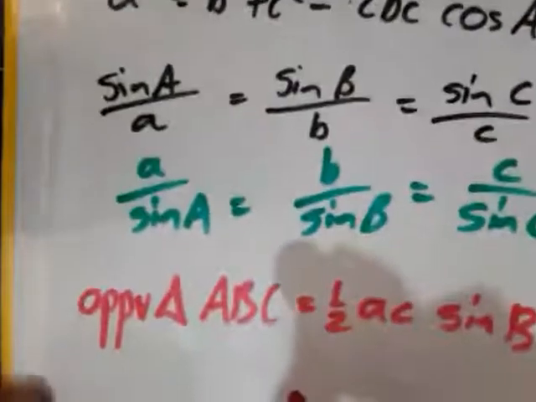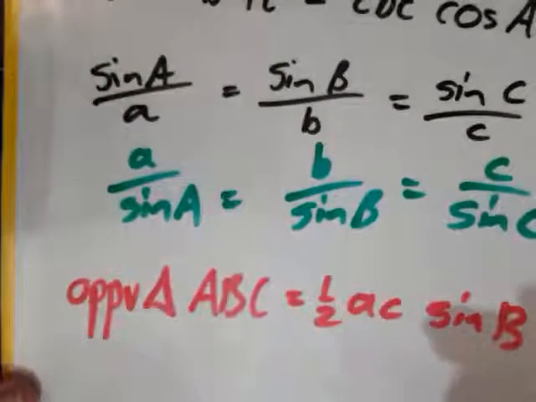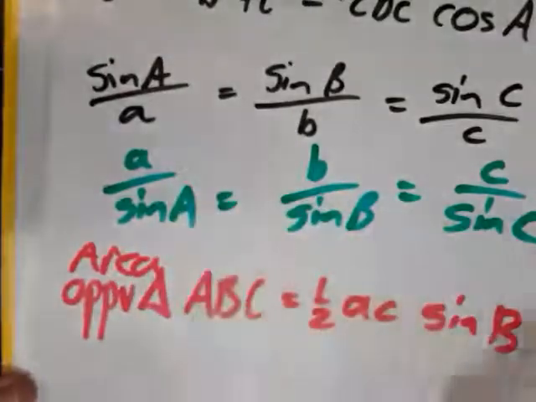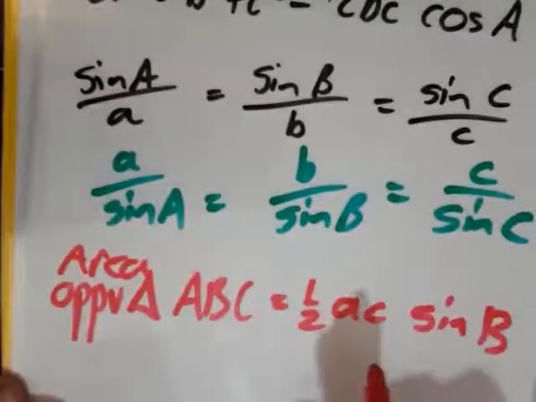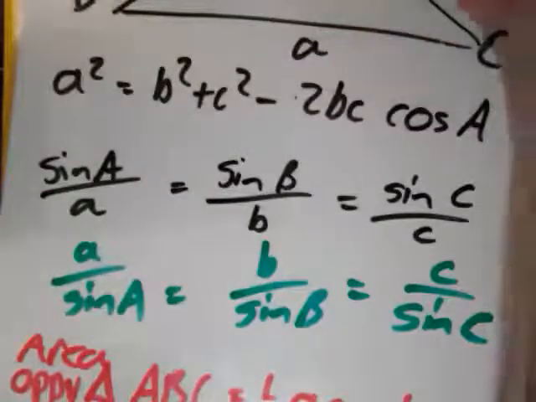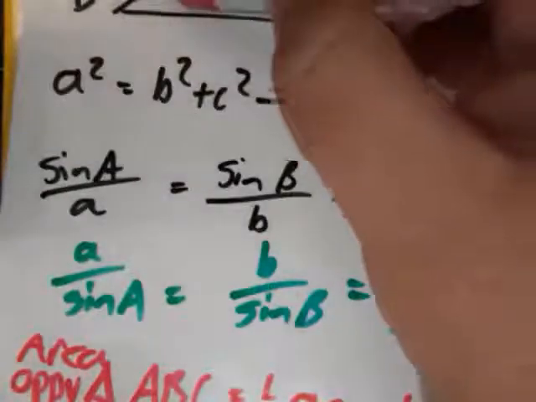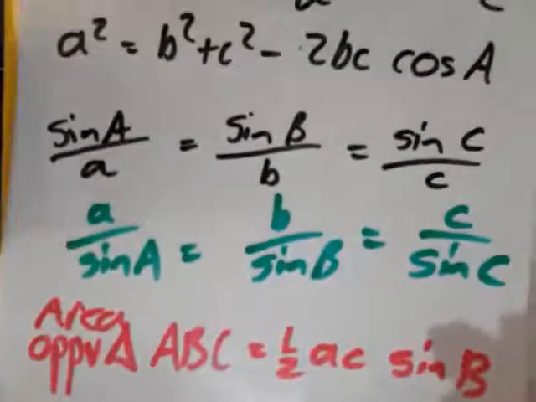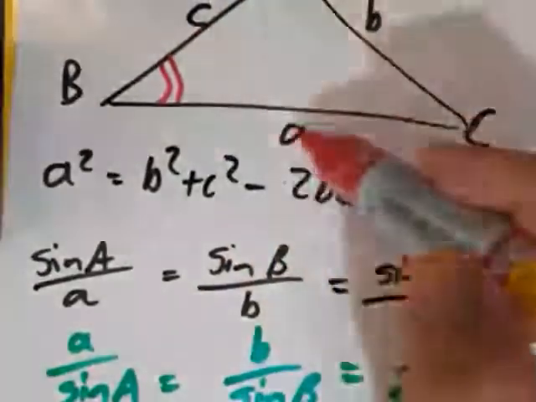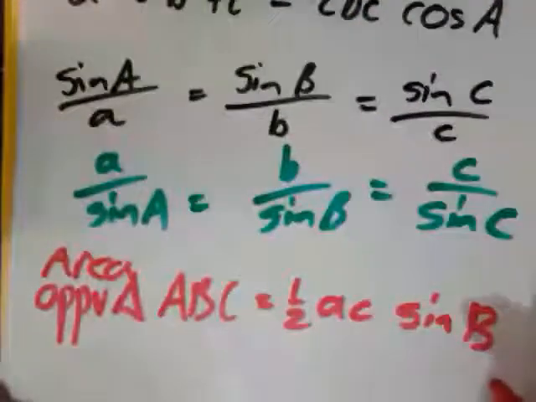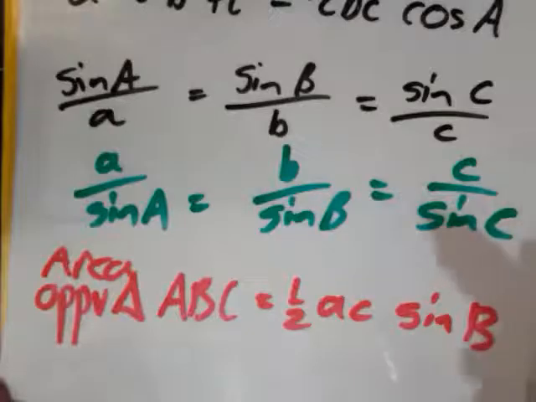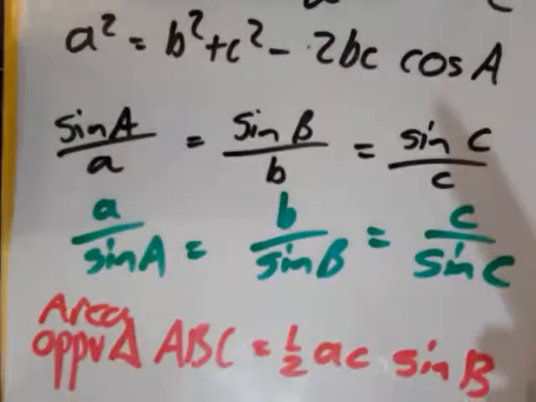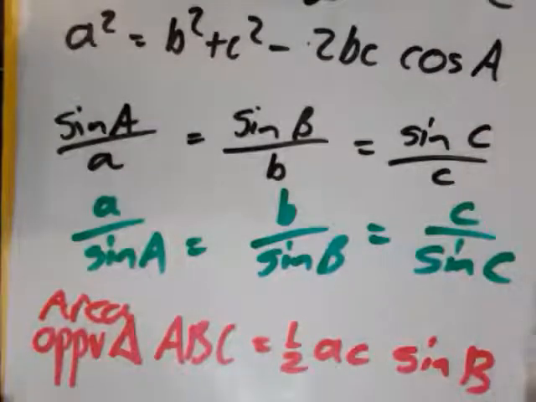Okay, and then finally we just have the area rule. So the area of triangle ABC is half a times c times sin of B. B is the included angle in our diagram above, and a and c are the sides next to the angle. Those are the formulas. It will be useful if you remember them, but you don't need to remember them because they will be given to you in the exam.